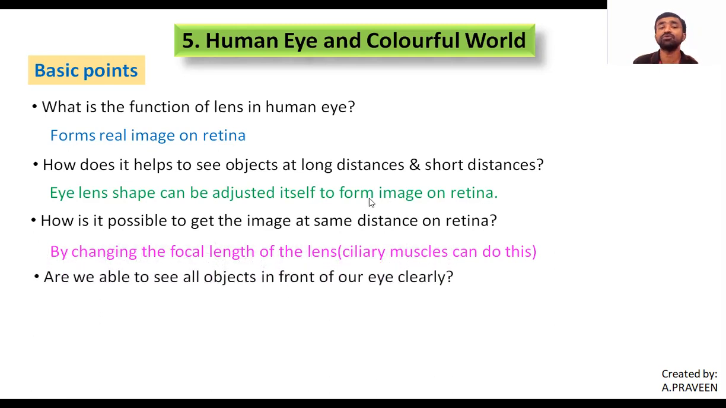Now here, are we able to see all objects in front of our eye clearly, as a healthy person with no defect? Without wearing lenses, without using any external lens, normally, can you see all the distances clearly in front of you? Anybody? Are you able to see everything in front of you clearly at any distance, near or far? No one? For example, just take a textbook, keep it very near to your eyes, and see it. Is it possible? No possibility. We cannot see that, right?